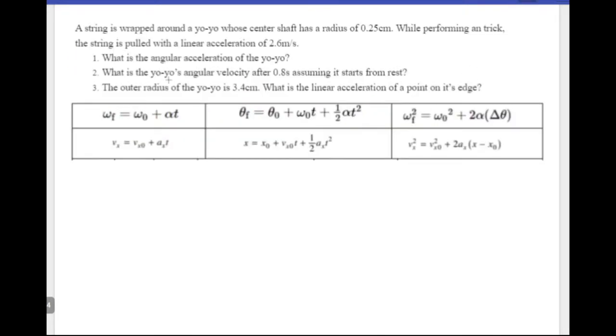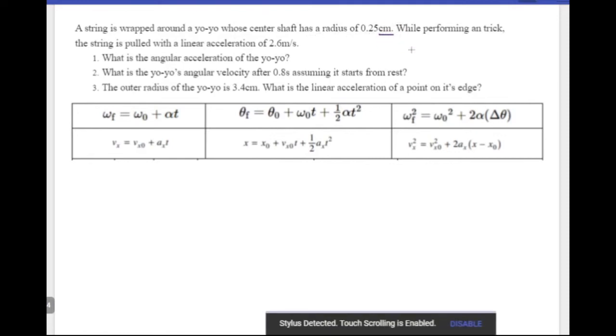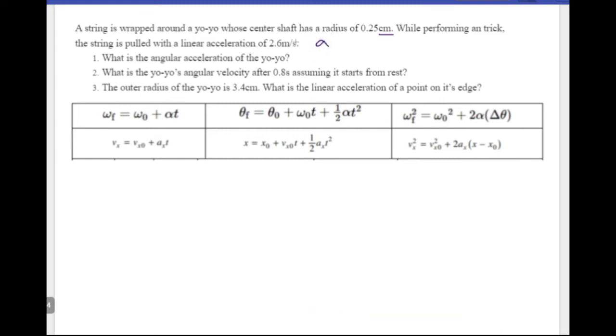Alright, so for this problem we have a string that is wrapped around a yo-yo whose center shaft has a radius of 0.25 centimeters while performing a trick. The string is pulled with a linear acceleration, just meaning a, of 2.6 meters per second squared. What is the angular acceleration?